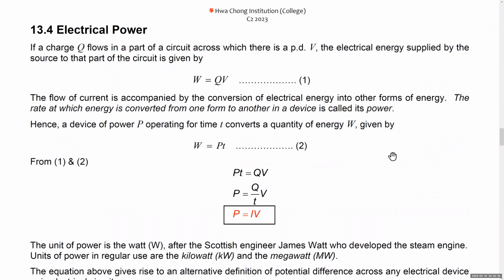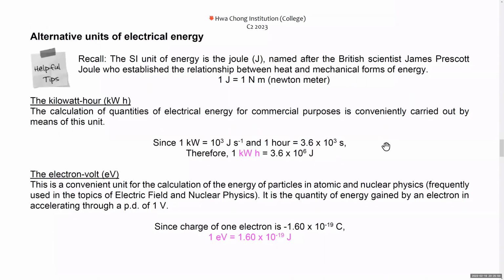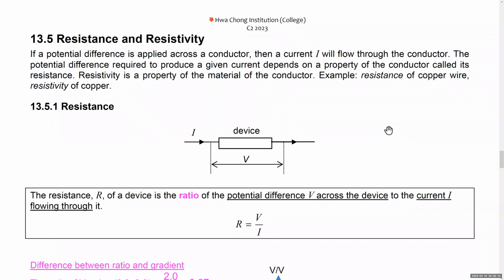The formula for electric power is P equal to IV. Alternative units of electrical energy. In H2 physics, you have to be familiar with the kilowatt hour as well as the electron volt. Resistance and resistivity. The resistance of a device is the ratio of the potential difference across the device to the current I flowing through it.